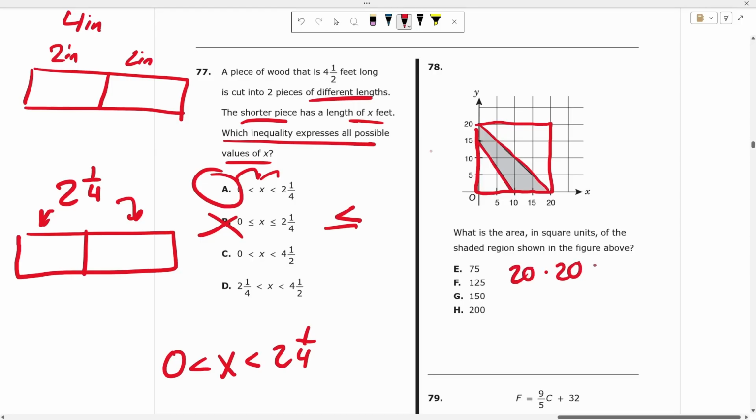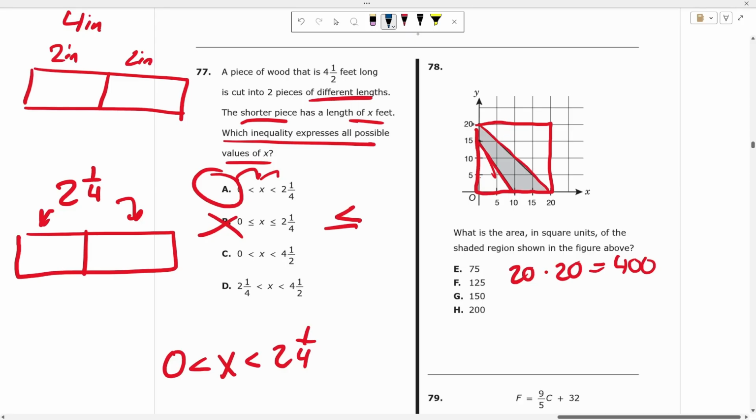20 times 20 is equal to 400. So this whole area of the square is equal to 400. Then what we need to find is the shaded region, the area of the shaded region. So let's carve it out.